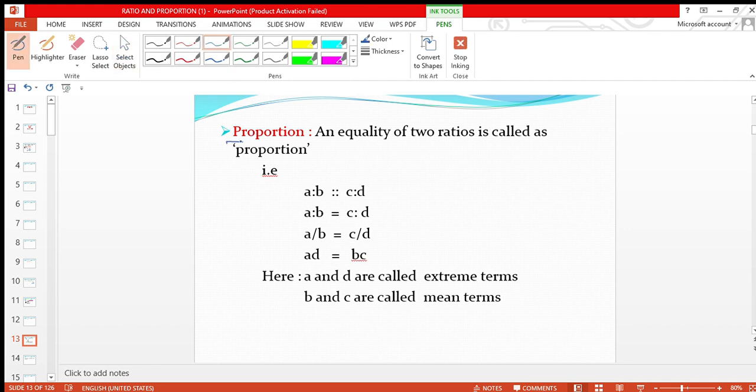Side heading, proportion. An equality of two ratios is called as proportion.